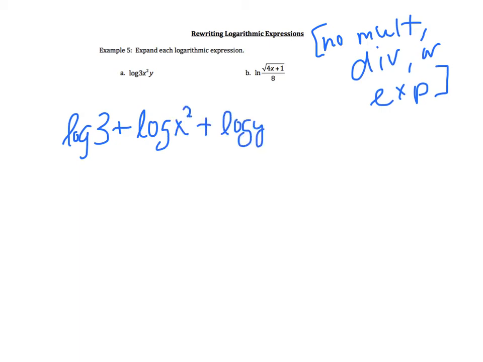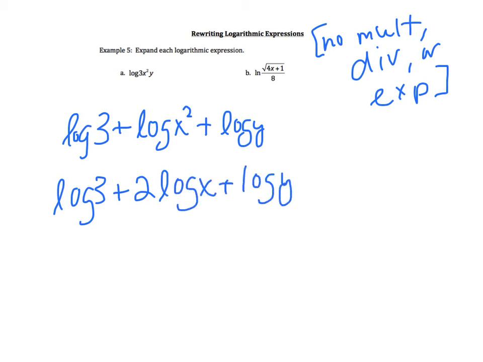And then I still have an exponent happening, so I got to get rid of that. So I keep my log 3, but now I get my 2 log x, and then I keep my log y. Make sure that the exponent only goes in front of the log of the term that it was with originally. So it would only go in front of the log with the x. It wouldn't get kicked all the way out in front in the original, because it only applies to the x.